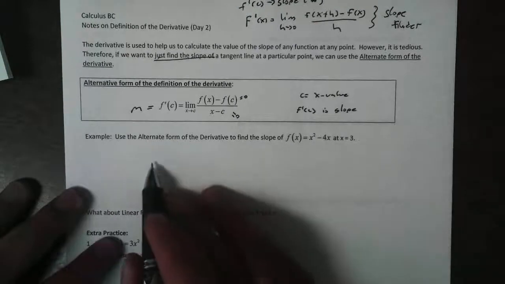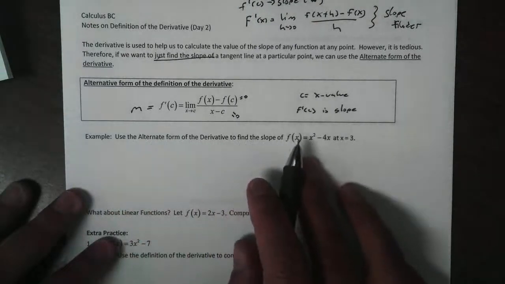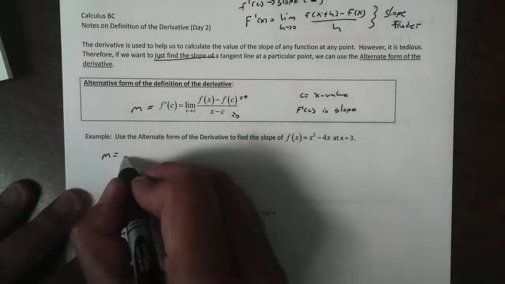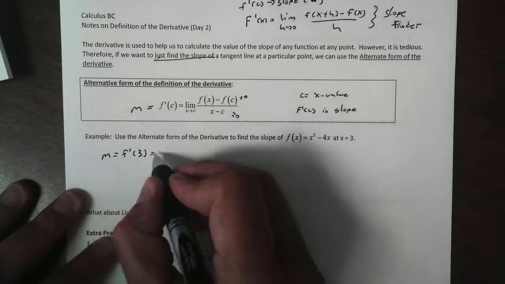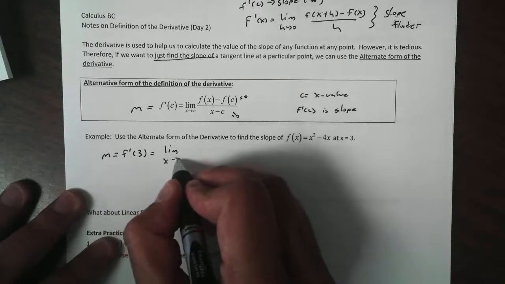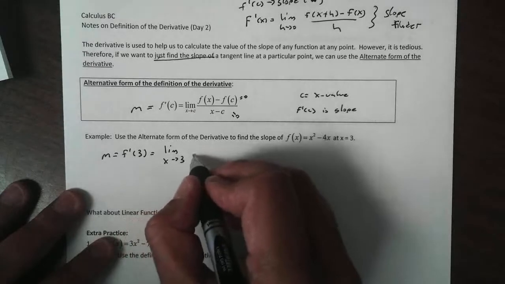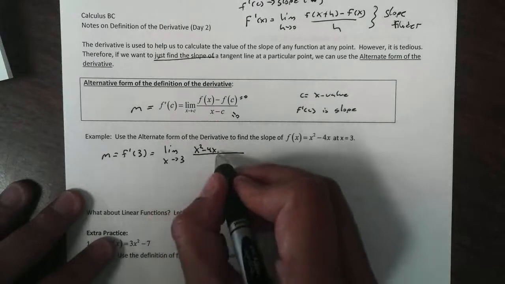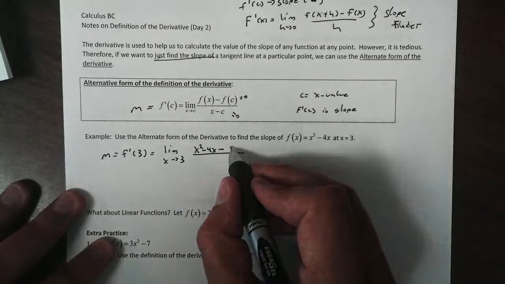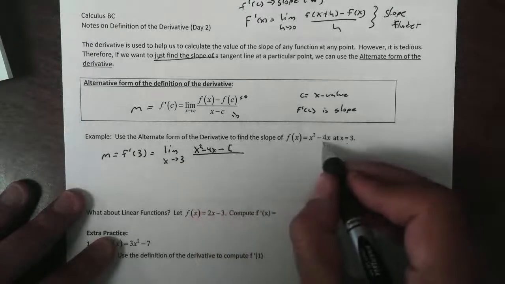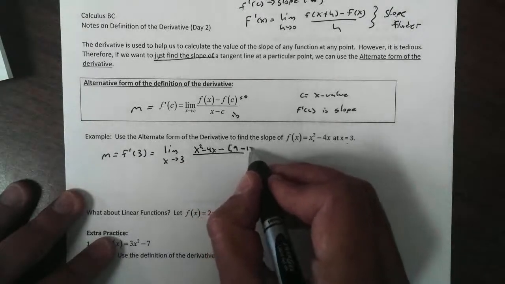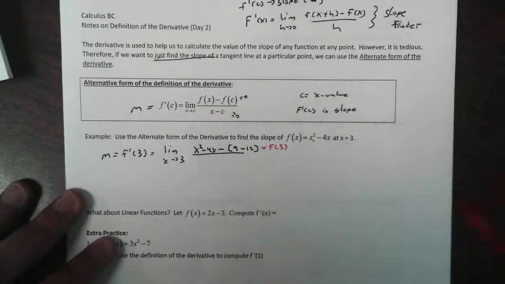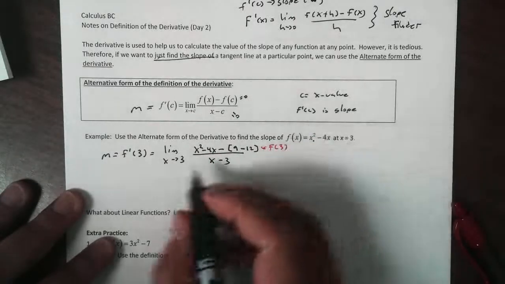So let's see how this works. Use the alternate form of the derivative to find the slope of this function, this parabola, at x equals 3. Well, to get the slope, that's going to be saying f prime of 3. And my rule says take the limit as x approaches 3 of f of x, which is this x squared minus 4x, minus the value at 3. And I'm going to go and do that. This becomes 9 minus 12, right? Remember, this is the actual value at 3, f of 3, over x minus 3.